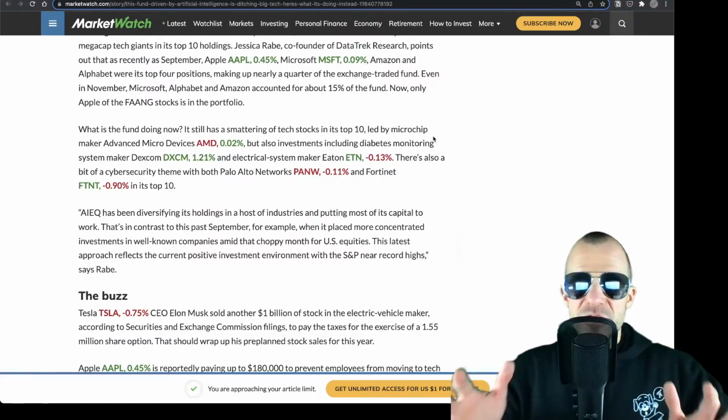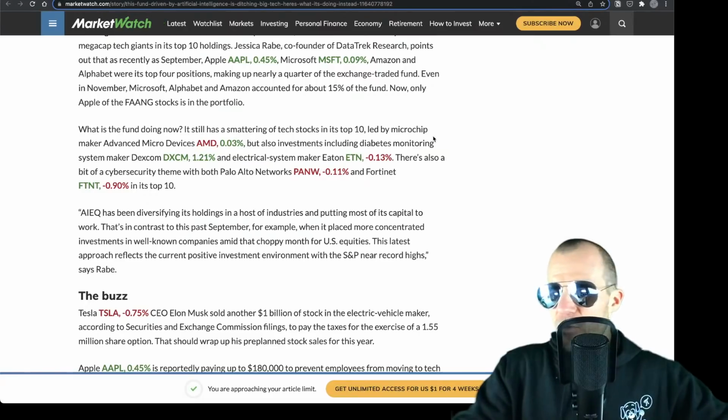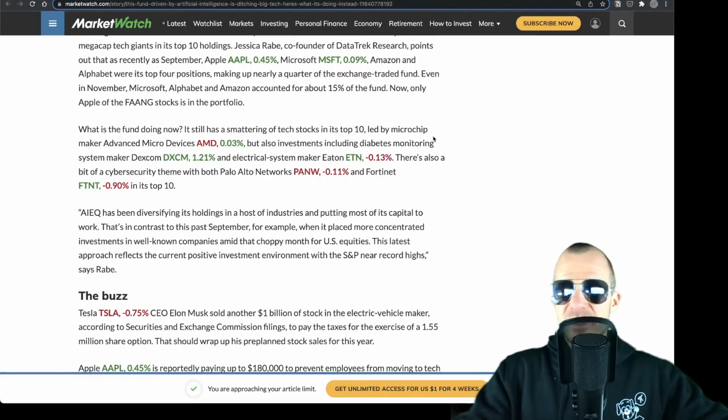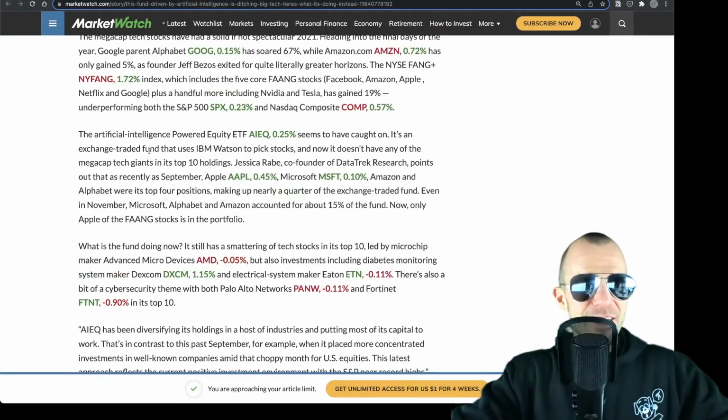So this might lead you to believe, wait a minute, there is something here. What is going on? This AI knows something I don't, and it's strange. And then you read, it uses IBM Watson to pick stocks.